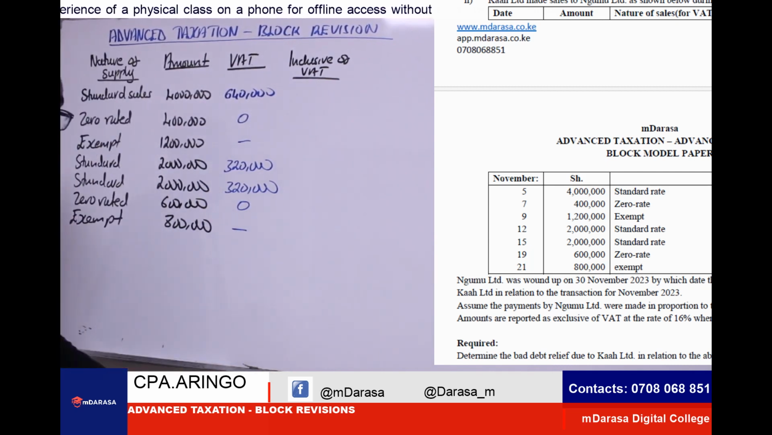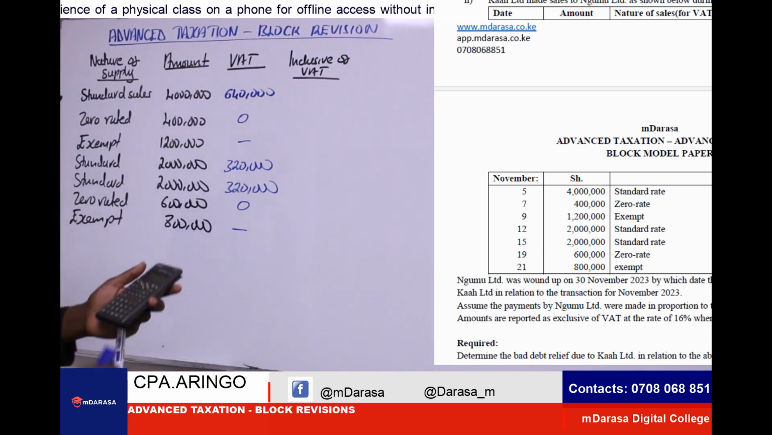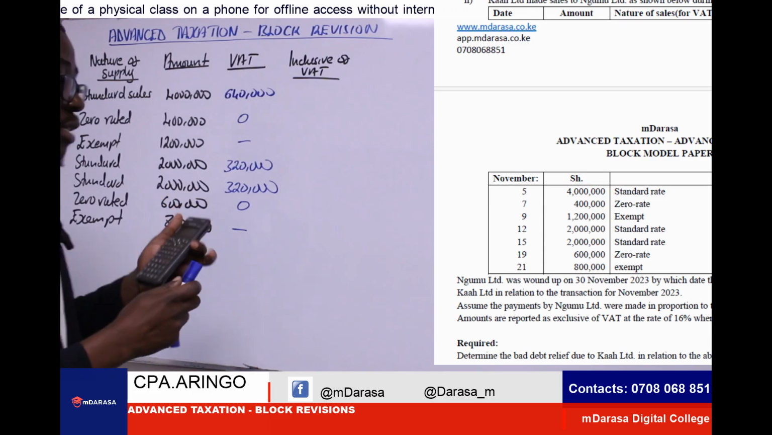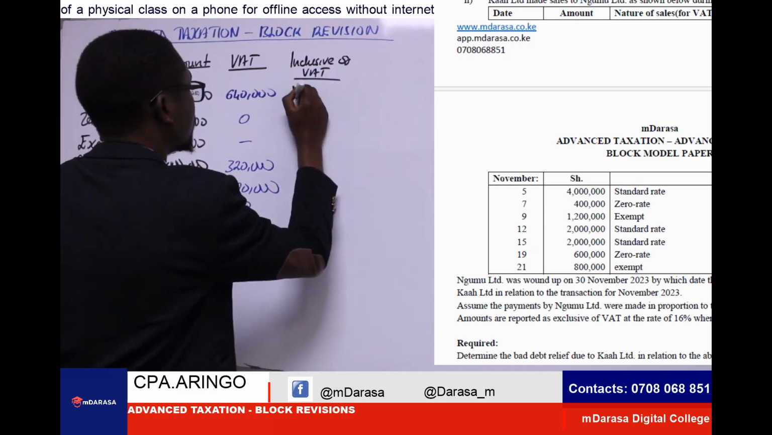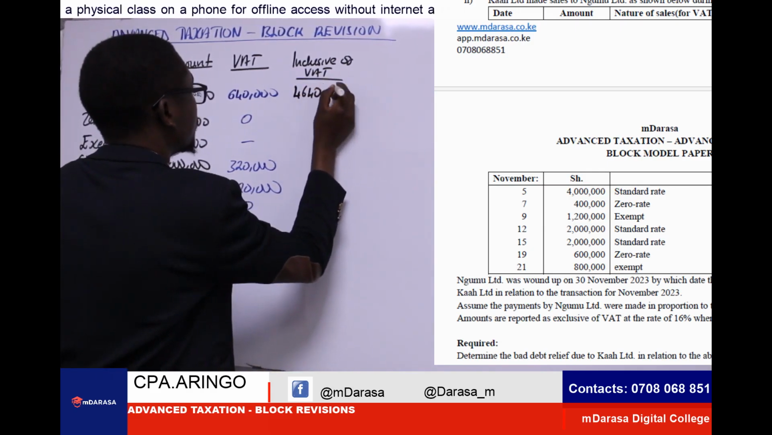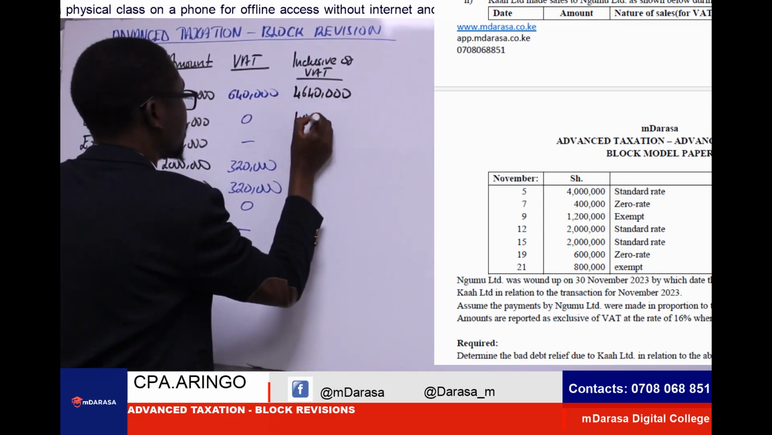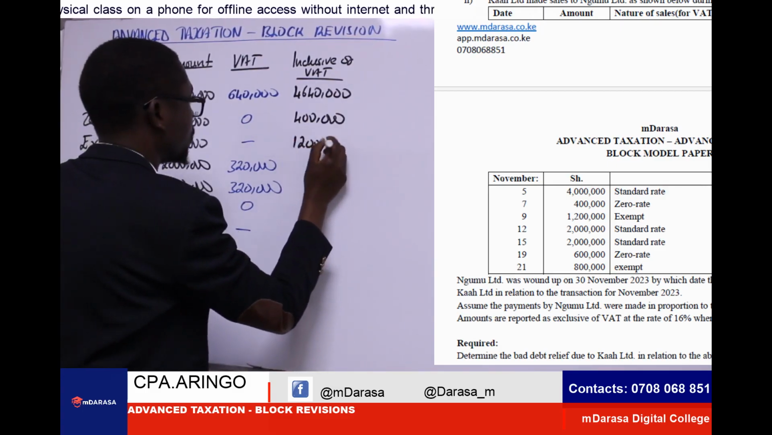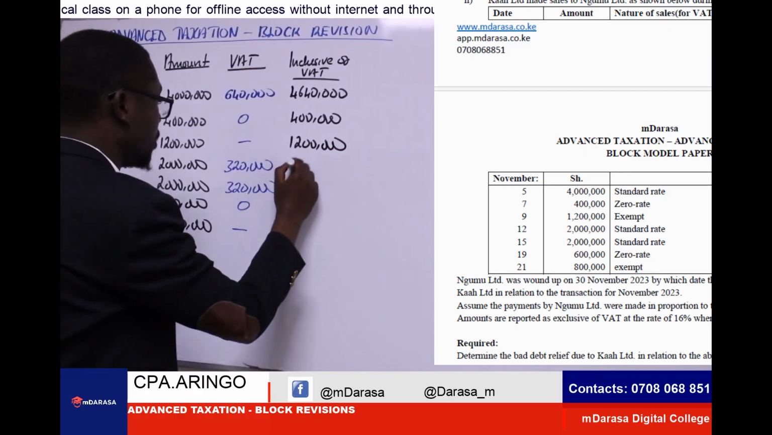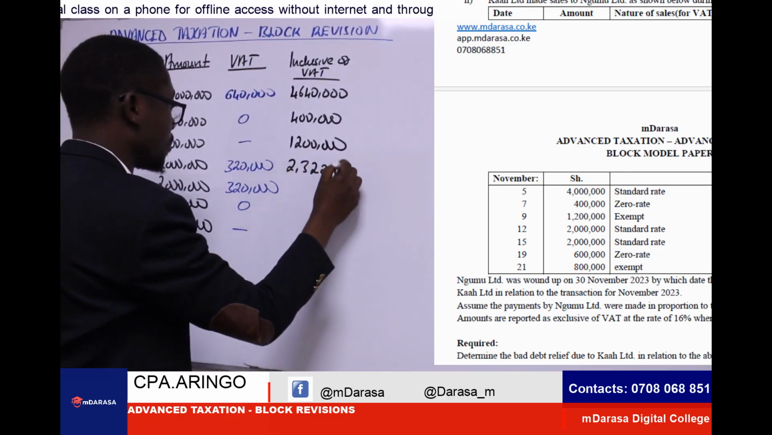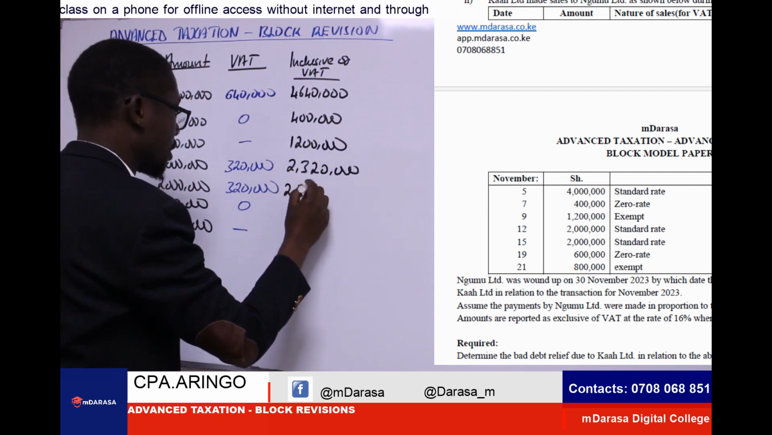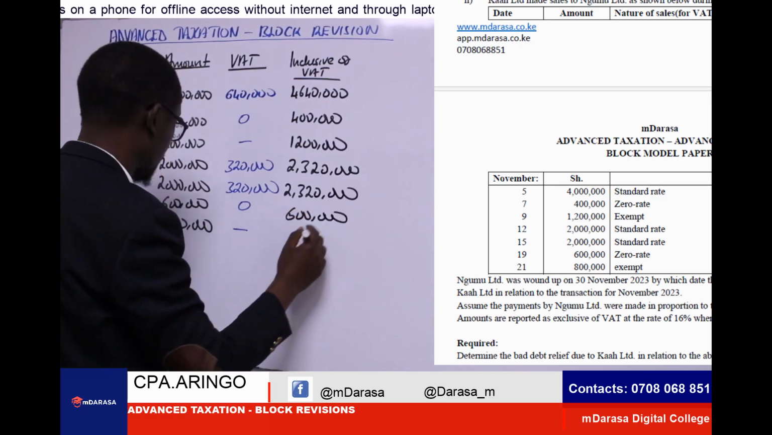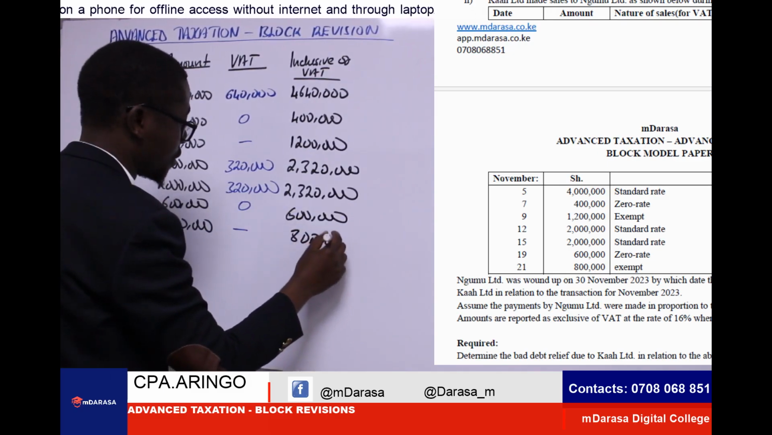Believing that we are on the same page, for the amount inclusive of VAT, I'll be having 4 million plus 640,000, which should give us 4,640,000. Zero rated gives us 400,000. Exempt gives us 1.2 million. Standard gives us 2,320,000, and again 2,320,000. Then 600,000 and 800,000.